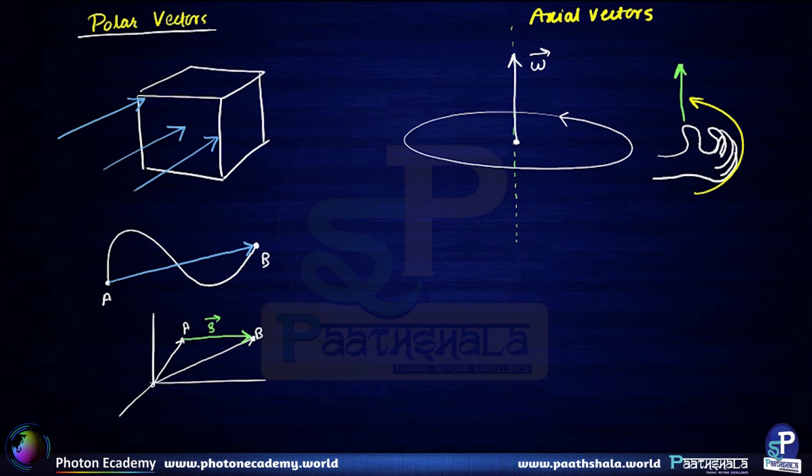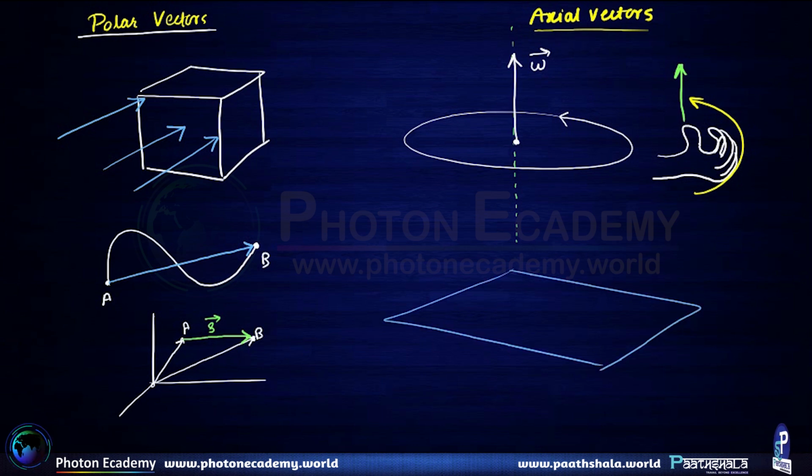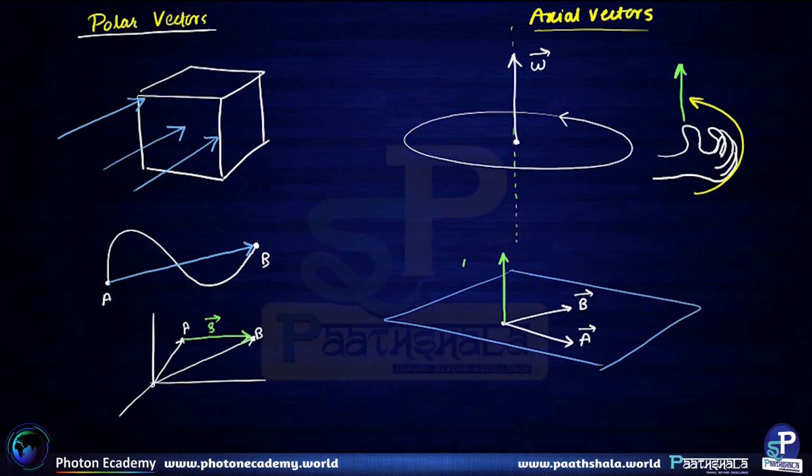Later in this analysis of scalars and vectors, we are also going to learn about the cross product between two vectors. The cross product between two vectors A and B also happens to be an axial vector. Let us say this is the plane in which vector A and vector B are lying. Then the cross product of vector A and vector B is a vector that is perpendicular to the plane, along the axial direction. So this vector A cross B can also be said to be an axial vector.